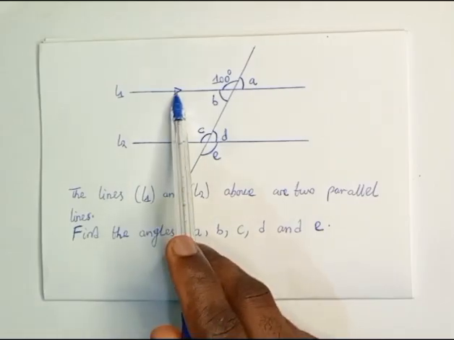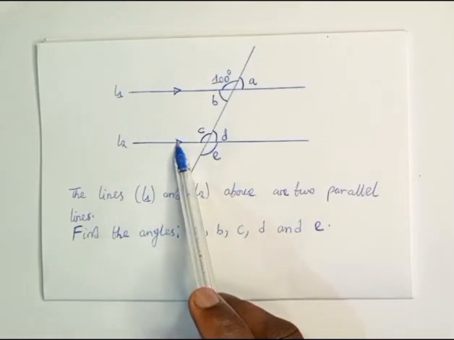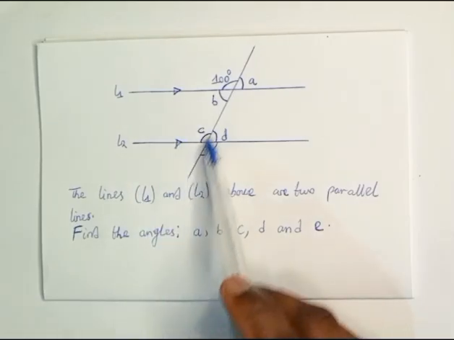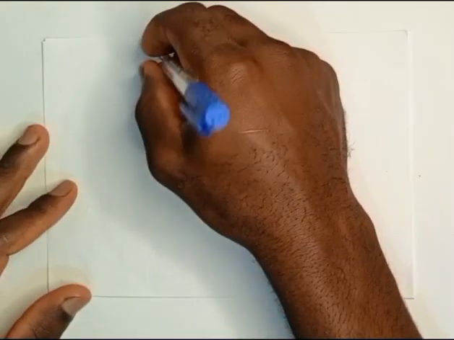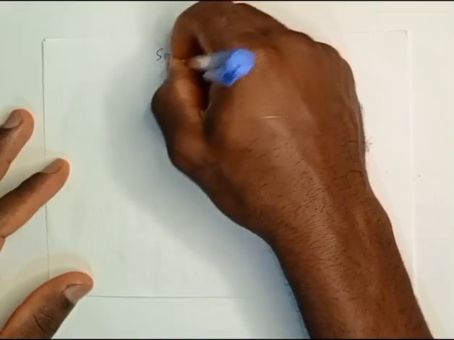The lines L1 and L2 are two parallel lines with a transversal crossing over the two lines. For us to find the angles A, B, C, D, and E, we are going to make use of our knowledge on angles. Solution.